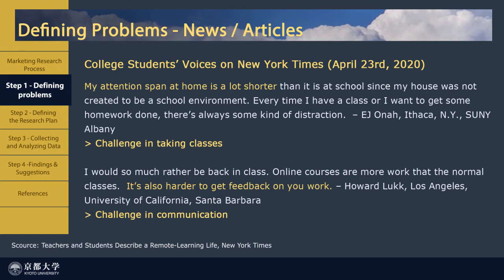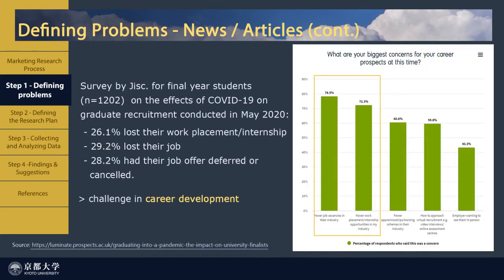As you can imagine, most of the articles were talking about the challenges that students and professors were having under non-face-to-face settings, especially lectures and research. New York Times issued on April 23rd was showing some voices from college students. Some of them were saying that they were having shorter attention span and cannot focus as much as they used to. Or other students mentioned that it was hard to get feedbacks from professors on their work under online class settings. We also found out that the students were greatly anxious about their career.